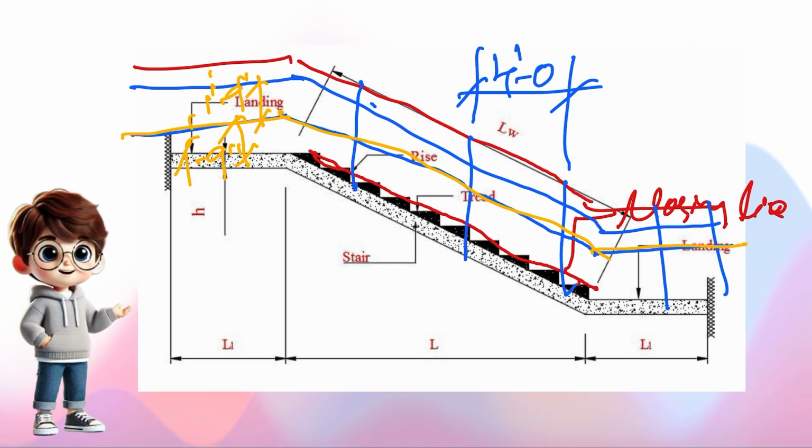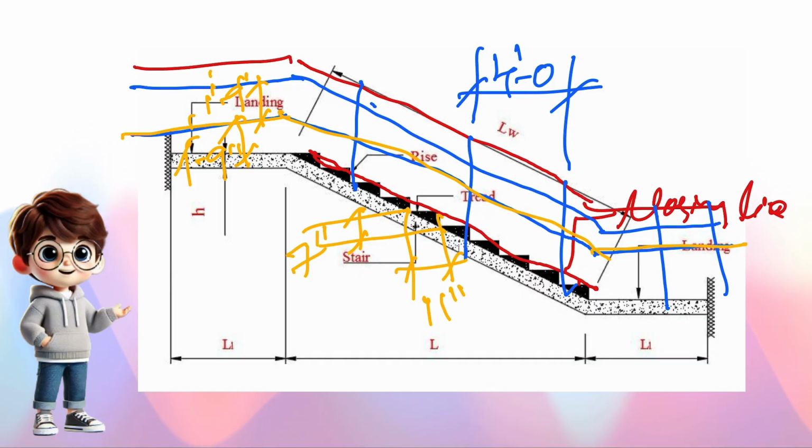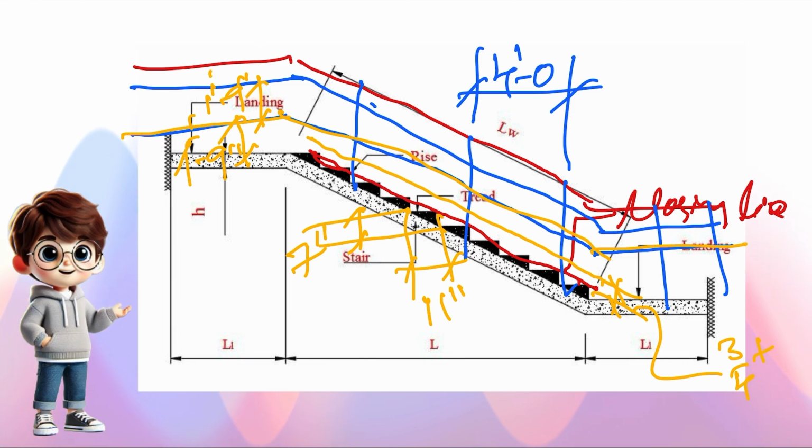And then this tread dimension which I told you will usually be 11 inch. And this riser dimension which I told you will usually be 7 inch. If this is the top of the stringer channel, this parallel dimension is there, right? This we call the nosing dimension. This is 3/4 to 2 inch.